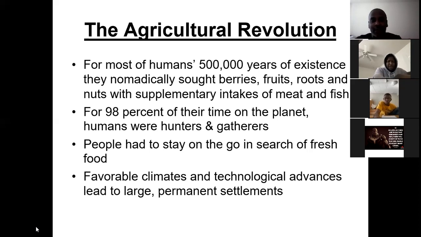So people had to stay on the go in search of fresh food, as it says here in the bullet point. And usually the food is going to be where you have more favorable climates. So if it's near water, if it's warm weather, there's probably going to be more food there. There's going to be more animal life. You can have oranges, apples, etc. And that allows people to settle in one place more quickly.